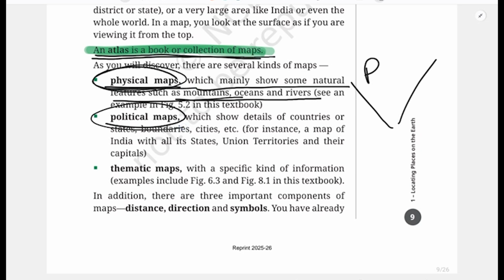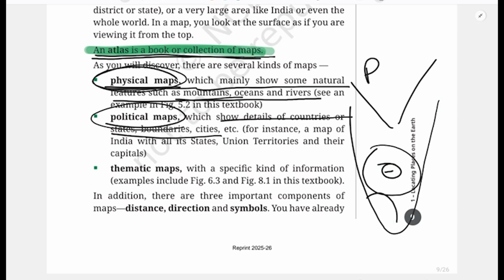The political maps, which show the details of countries or the state boundaries. So we know that in the previous grades we used to mark the state and its capital. With this, all can be done when we have these states which are already identified on the map, and you can easily mark the state capital. So these are the political maps.